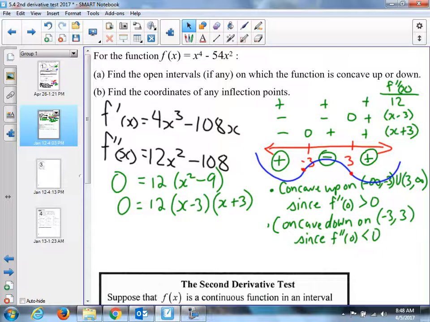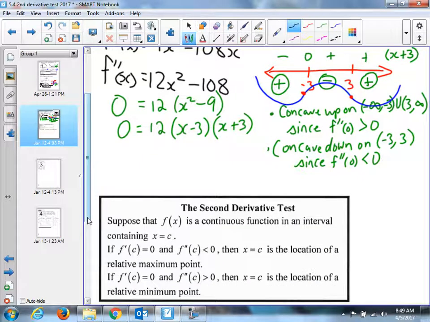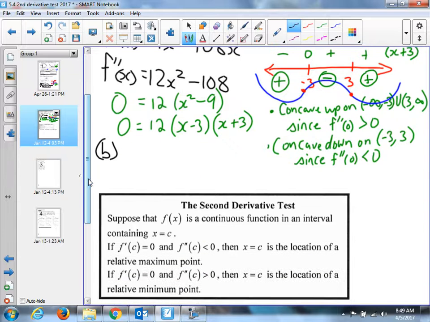Sometimes you will get zeros where they don't switch signs. For example, if you take y equals x to the 4, and you take its second derivative, you'll have a 0 at 0, but x to the 4 just looks like a big fat wide parabola, kind of U shape. It doesn't actually switch signs. But this one does. So B, it switches signs, so the coordinates of the inflection points are 3, comma.